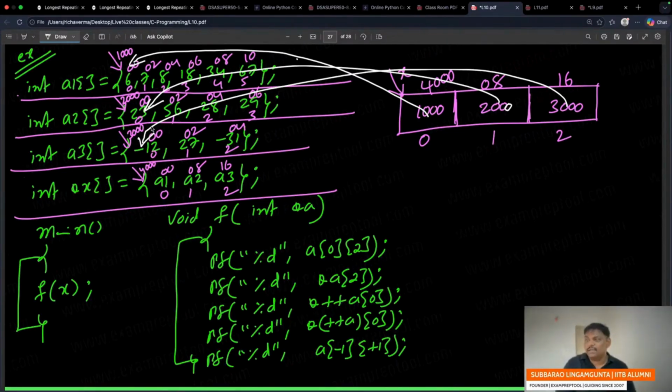Some people are asking, sir, how can you give an array as input? If you want, you can check. See what X is saying. I want the address of integers. Go to 1000. Inside 1000 there is an integer. Inside 2000 there is an integer. Inside 3000 there is an integer. I want the address of an integer. That's what it asked for, whatever it asked for is to be given.